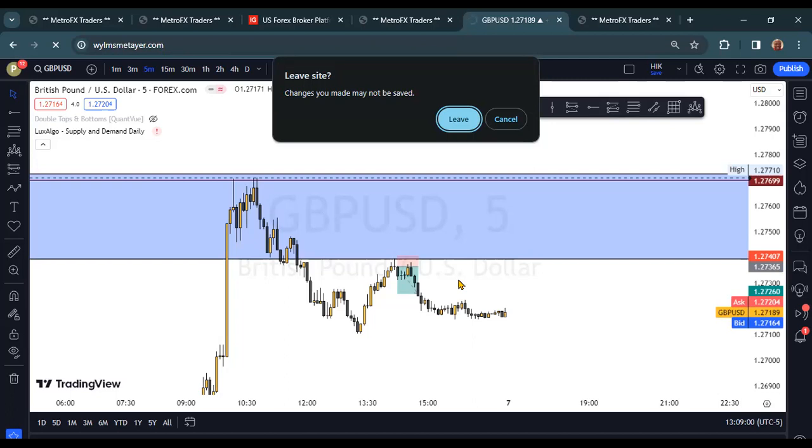Because the higher the lot size, the more money you'll make. But we're going to start with a 0.01 lot size in the demo account. And once you start becoming profitable within 2 to 3 months, then you want to consider going live. Go live with 50 bucks, 100 bucks, and then implement your strategy.